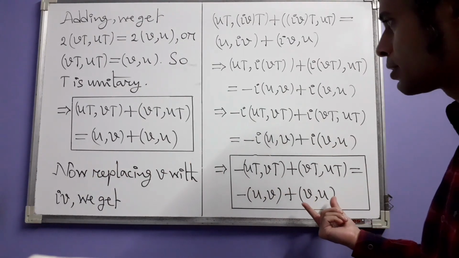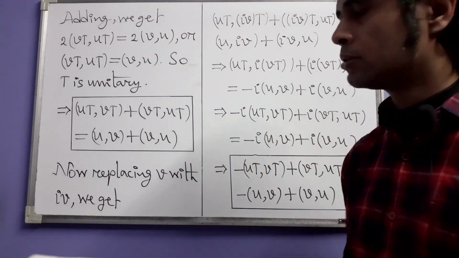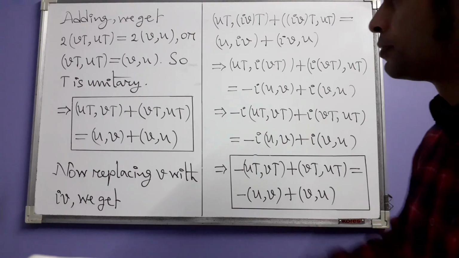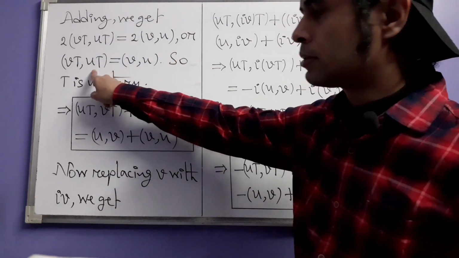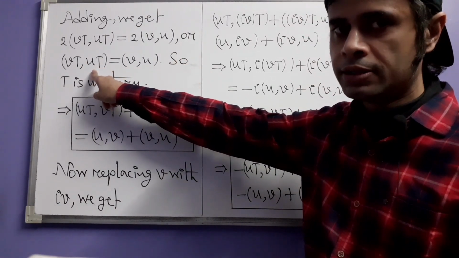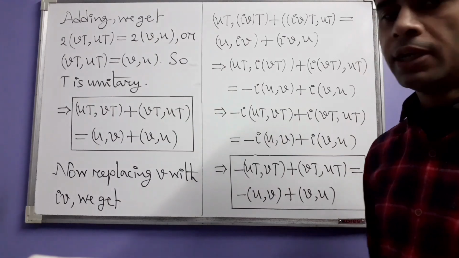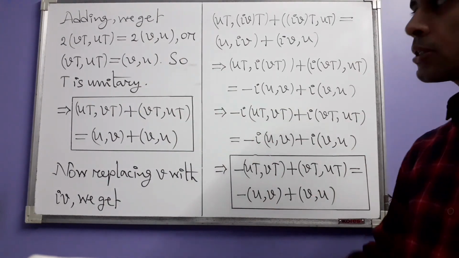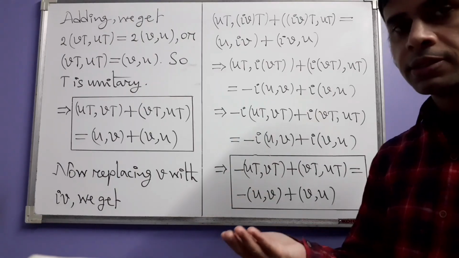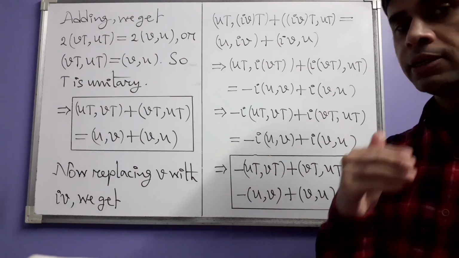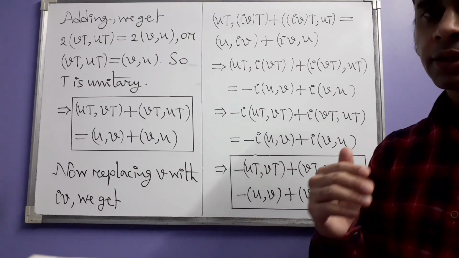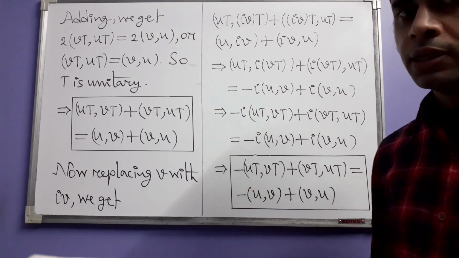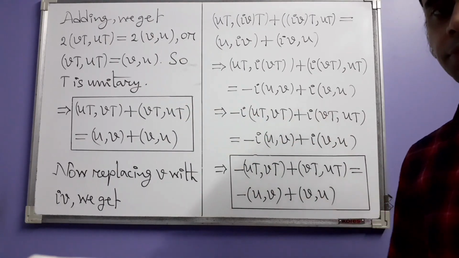and on the right hand side you get 2 times v comma u, and then you cancel 2 from both sides, which you can do because 2 is non-zero, and that way you get the inner product of vt and ut equals the inner product of v and u, and that is why by definition T is unitary. So starting from the hypothesis that the inner product of vt and itself equals the inner product of v and itself, we have been able to actually recover the definition. So this is where the proof ends.